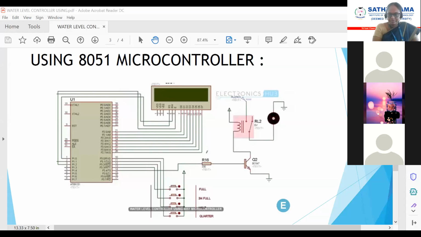Coming to the operation of this, the system monitors the water level of the tank and automatically switches on the motor whenever the tank is empty. The motor is switched off when the overhead tank or container is full. The water level of the tank is indicated on the display, and the motor condition, whether it is running or off, is also displayed on the LCD.